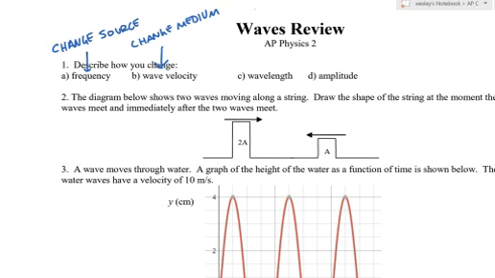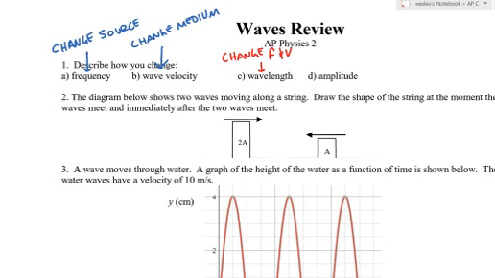The next thing that we're going to look at is the wavelength. The wavelength's a little funny. It depends on the frequency and the velocity. So if you change the frequency and you change the velocity, you're going to be able to change the wavelength.